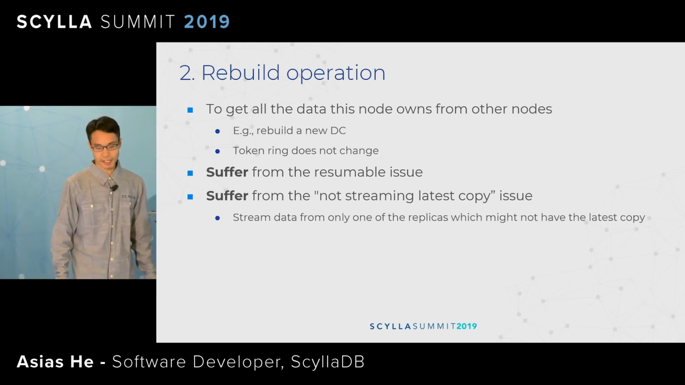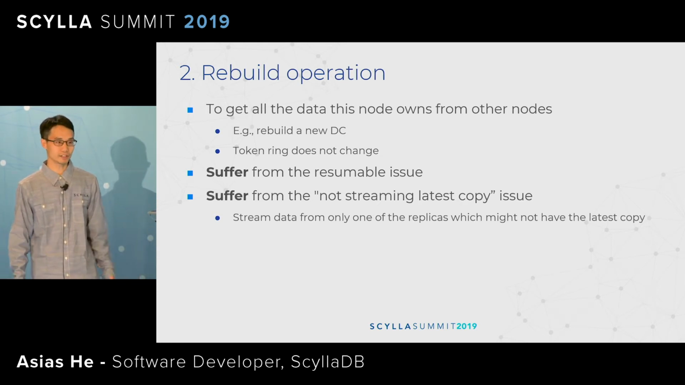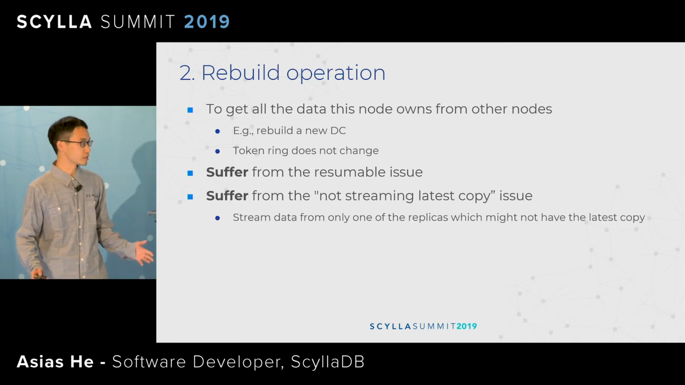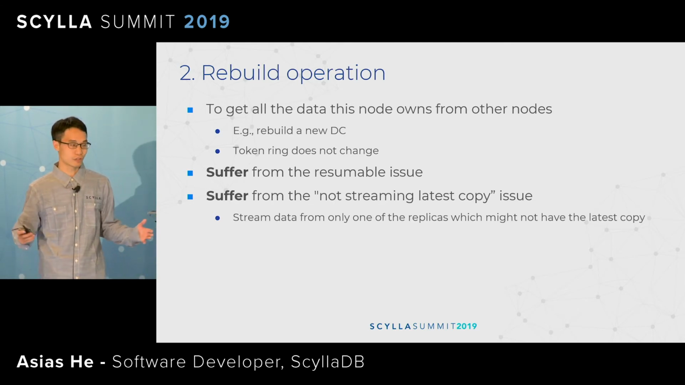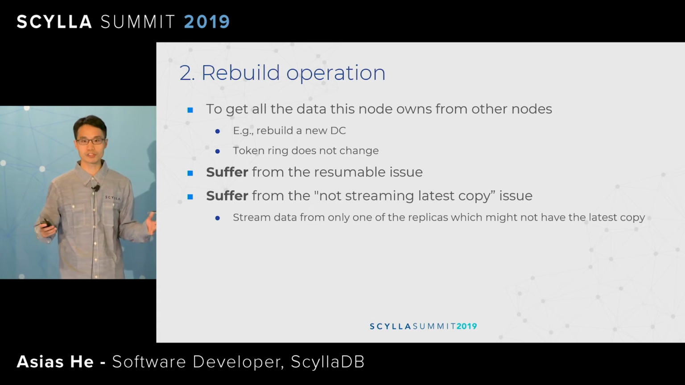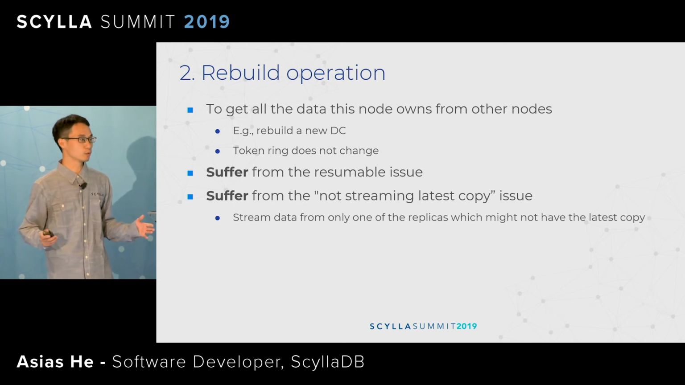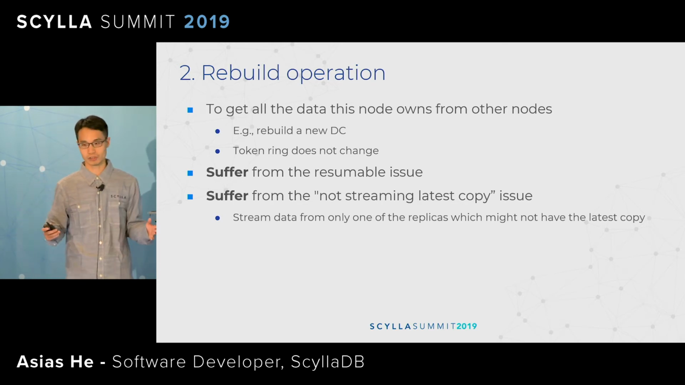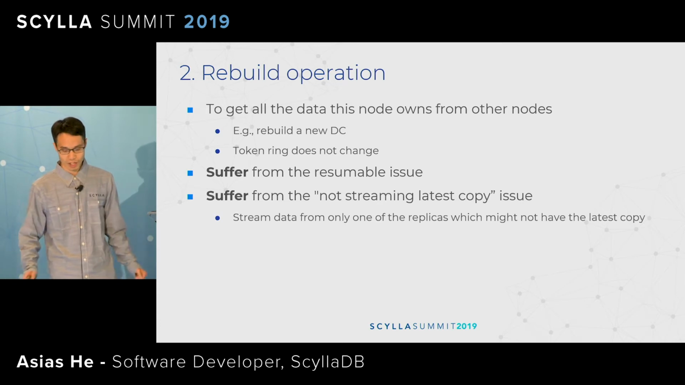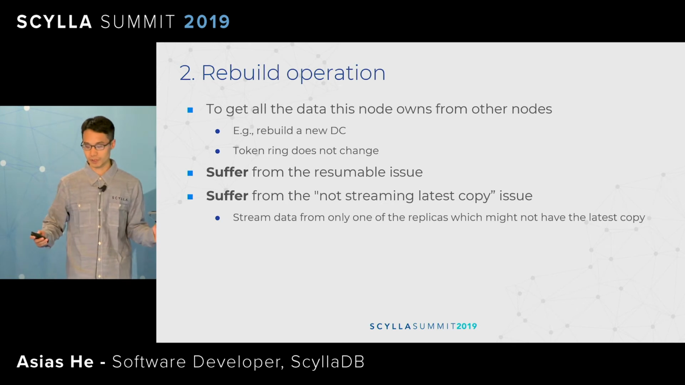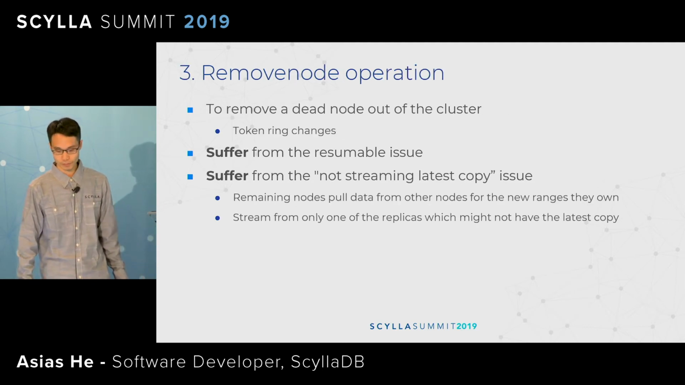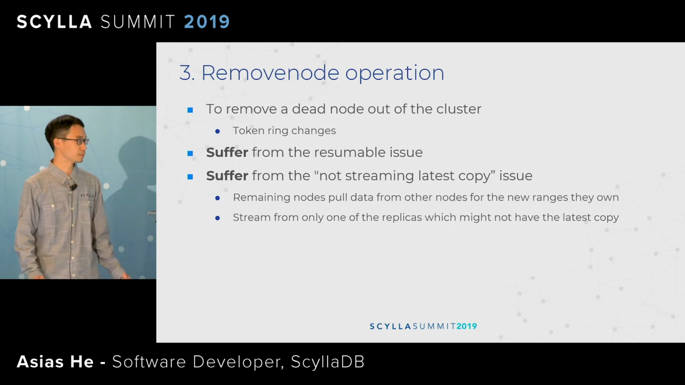The second one, the rebuild operation, is used to get all the data this node owns from the other nodes. For instance, you can use rebuild operations to build a new DC because there is no node joining or leaving this cluster, so the token ring does not change. However, it suffers from both the resumable and the not streaming latest copy issues because it streams only from one of the replicas.